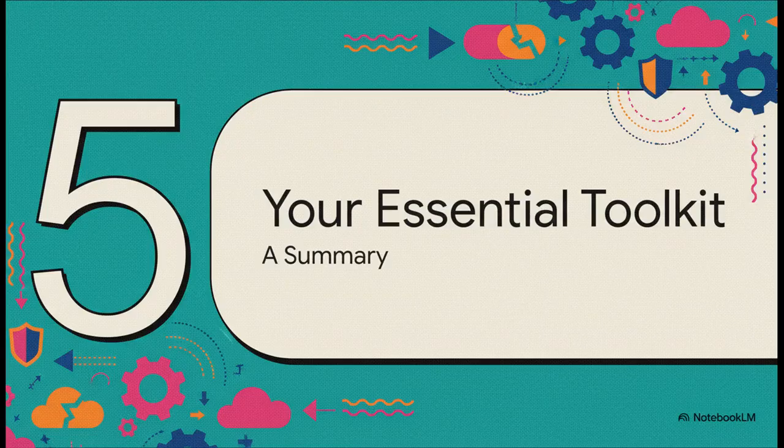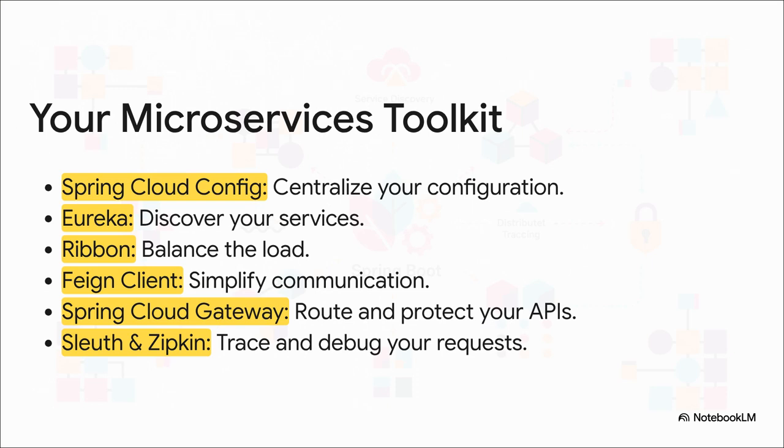Phew! So we've covered a lot of ground, right? We've really moved from a place of chaos to one of clarity. Let's just quickly summarize the essential toolkit Spring Cloud gives us for building robust microservices. See, this isn't just a random collection of tools. Each one of these addresses a fundamental challenge of distributed systems. You centralize configuration with config, you enable dynamic communication with Eureka and Ribbon, you simplify the actual code with Feign, you protect your system with Gateway, and you get that critical visibility with Sleuth and Zipkin. Together, they create a cohesive, manageable, and truly resilient architecture.